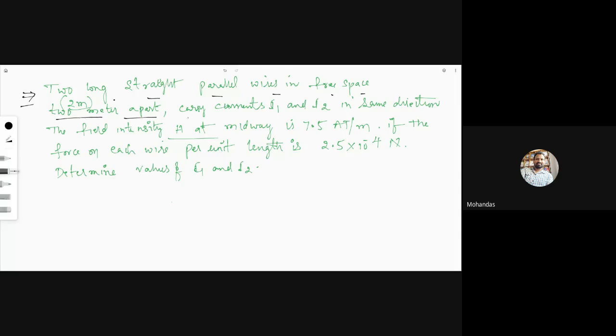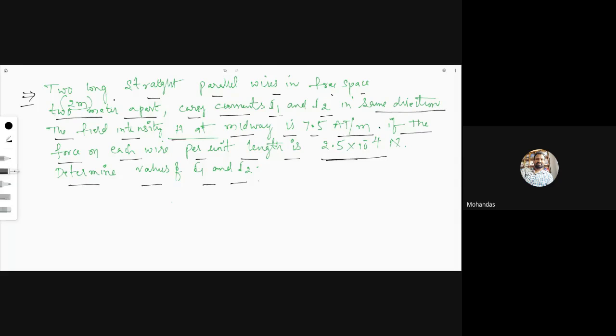The field intensity H at midway is 7.5 ampere turn per meter. If the force on each wire per unit length is 2.5 into 10 to the power of minus 4 newtons, determine the values of I1 and I2. So here in this problem, we have to calculate the currents I1 and I2.